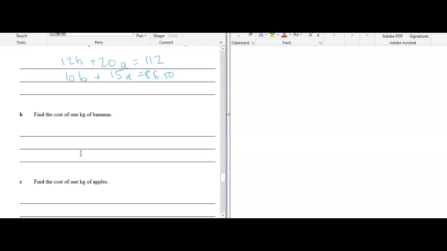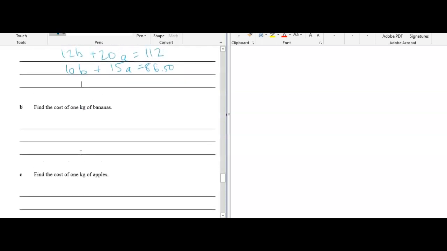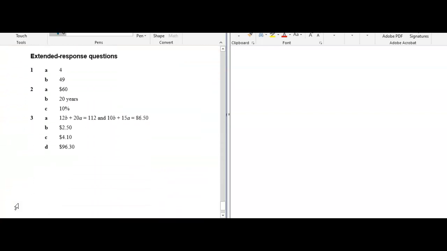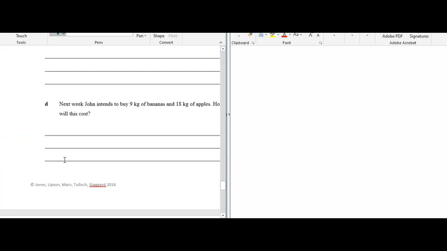Oh, okay. Find the cost of 1 kilo of bananas. So on your calculator, you can just do solve because you don't need to be able to do simultaneous equations by hand. So just type in solve and then type in that equation and the second equation, and then it's comma A. So I'm just going to pause that while I find the cost of the, actually, no, I'm not going to do that because I just realized before that the answers are down the bottom. So I'm going to just sneak a look at them, $2.50 and $4.10.